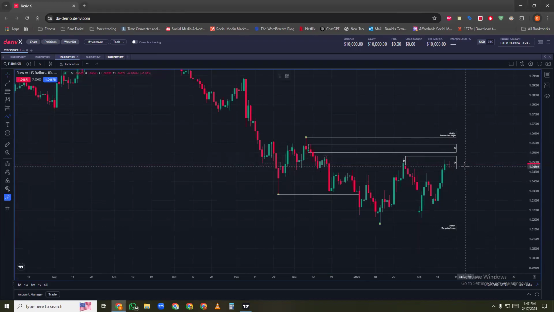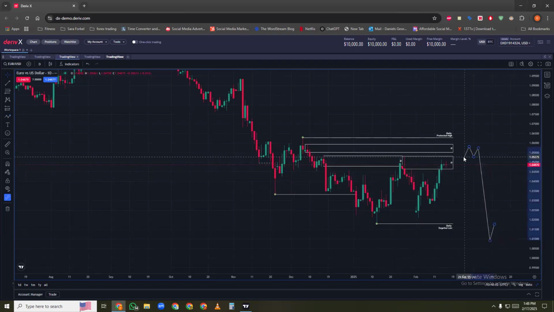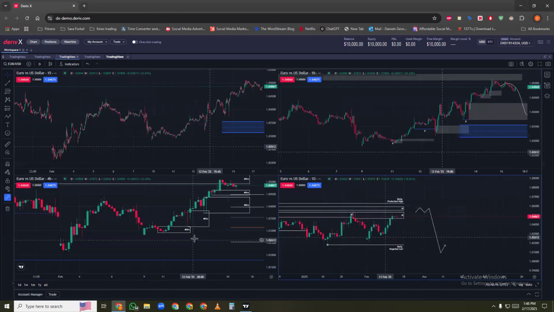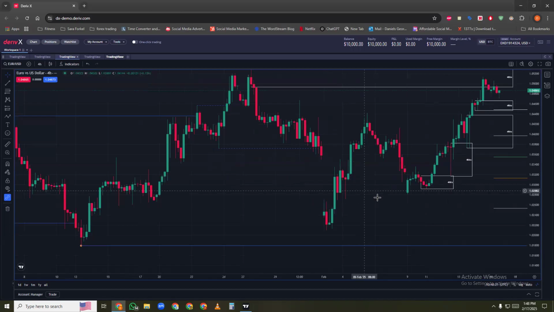What I expect is something of the sort where we come back to that zone, okay? And then something of the sort, okay? That is what I expect to see with EURUSD, okay? So now moving on to the 4 hours. Let's just go to the 4 hours and see what we have.